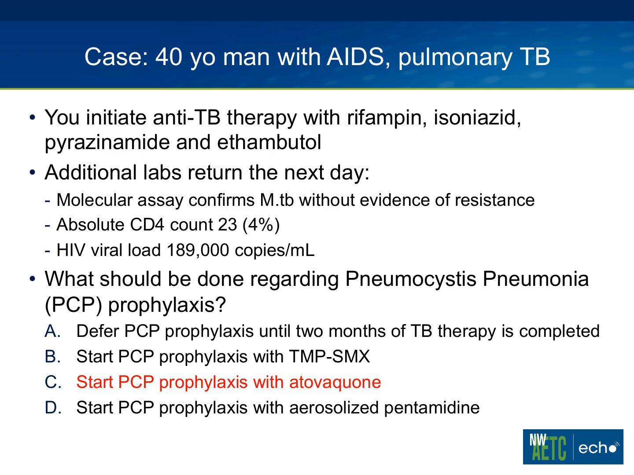So if we were to start trimethoprim sulfamethoxazole at essentially the same time as we are starting tuberculosis therapy, and the patient were to develop a rash, we would have a lot of difficulty sorting out which agent was responsible. So for the sake of simplification and avoiding that dilemma, I would propose we use atovaquone instead for PCP prophylaxis, at least initially.